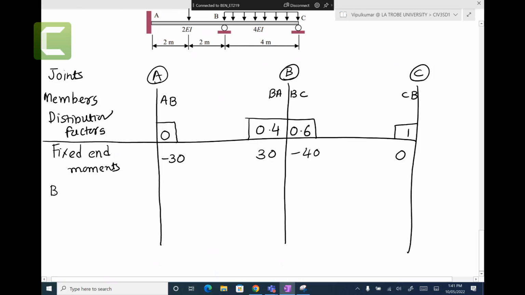Then we do balance 1. What is balance? The balance is, look at here. Look at these fixed end moments. 30 take away 40, minus 10, extra moment at joint B. Do you agree with me? Because look at the joint B. We always start with internal joints. Look at the joint B only.